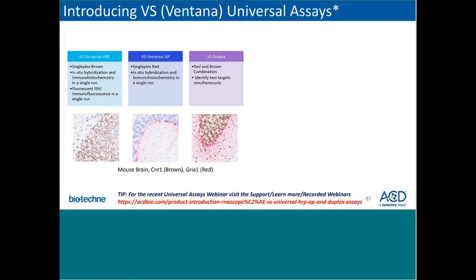The VS Universal AP assay is a red assay, allowing ISH and IHC in a single run. And together, they can also conform to the Duplex assay, which is a red-brown combination to identify two targets simultaneously.